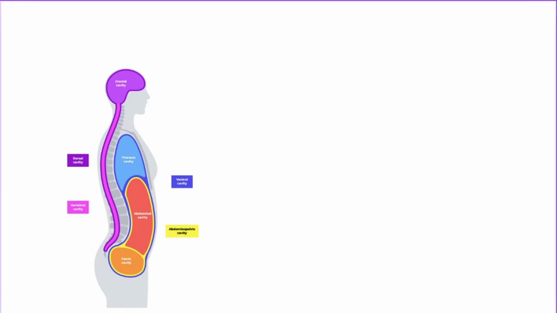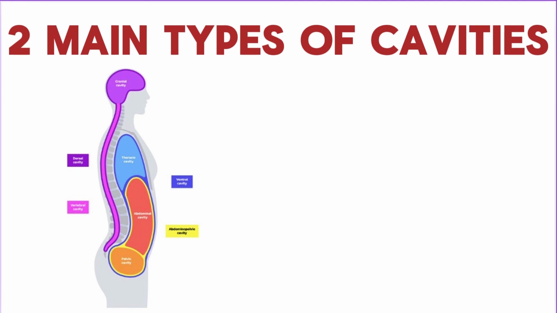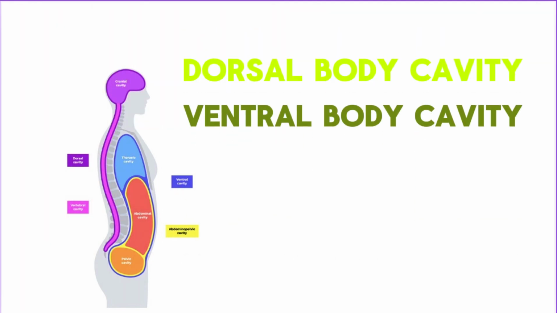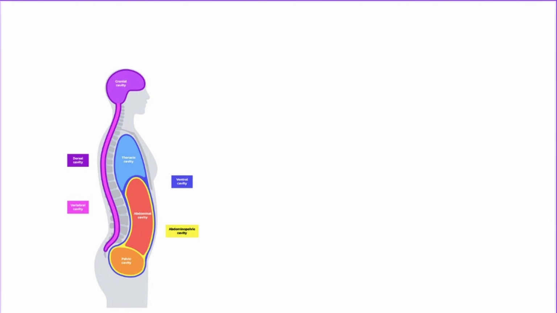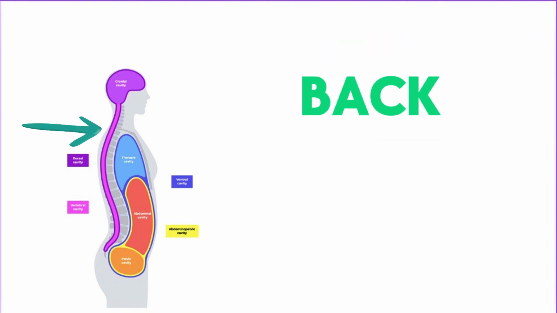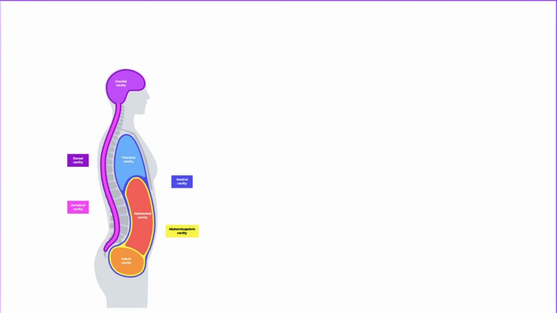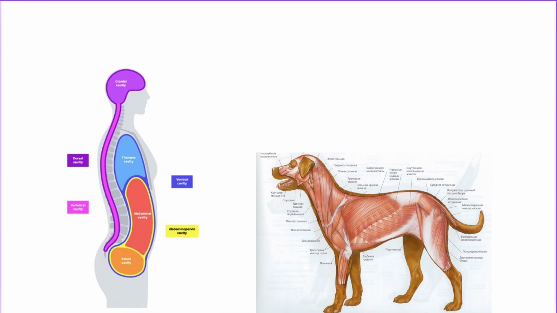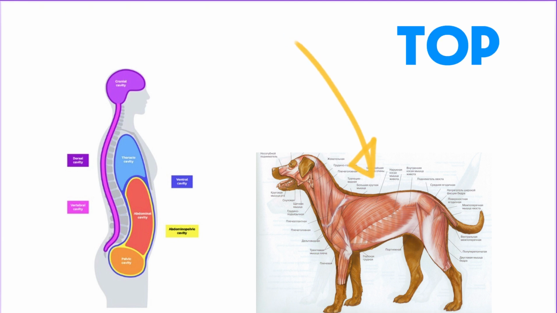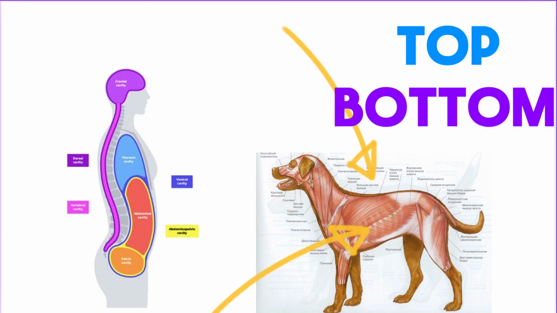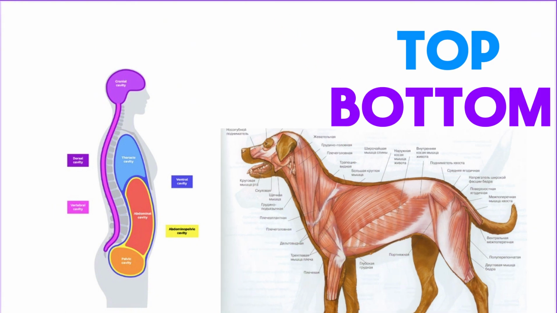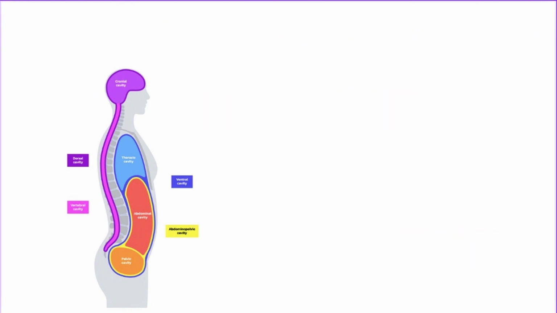In our body, there are two main types of cavities, the dorsal cavity and the ventral cavity. As the name suggests, the dorsal cavity is located at the back of the body, and the ventral cavity is located at the front of the body. In a four-legged animal, such as a dog, the dorsal cavity is located at the top of its body, and the ventral cavity is located at the bottom of its body, as you can see in this diagram.